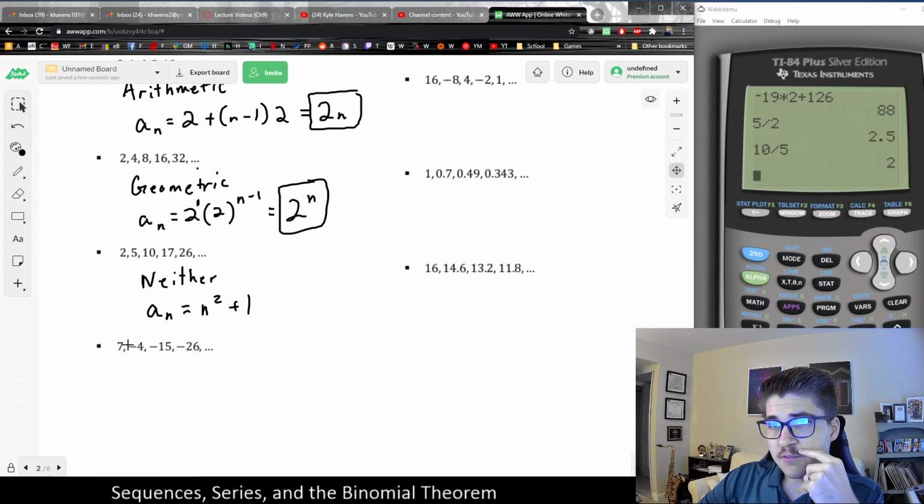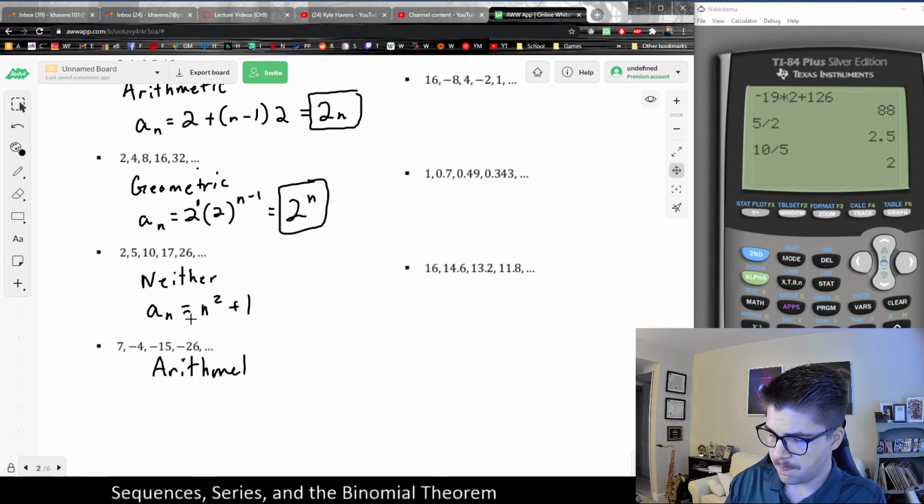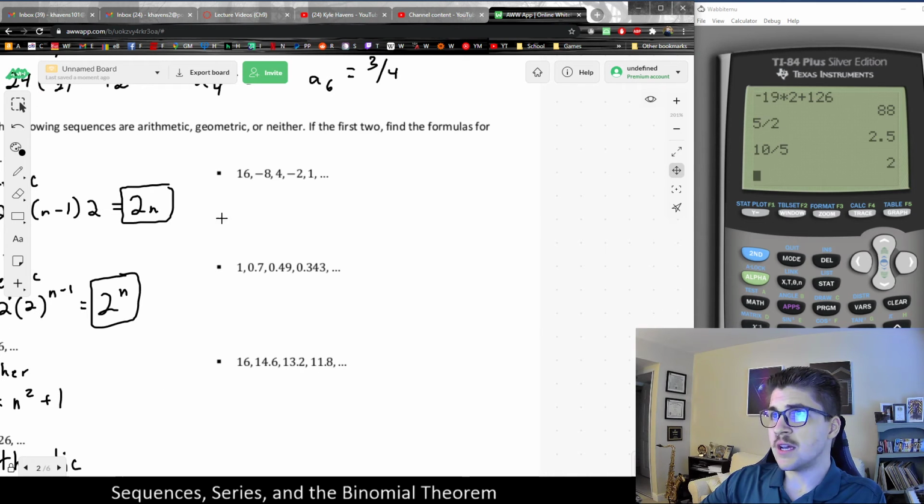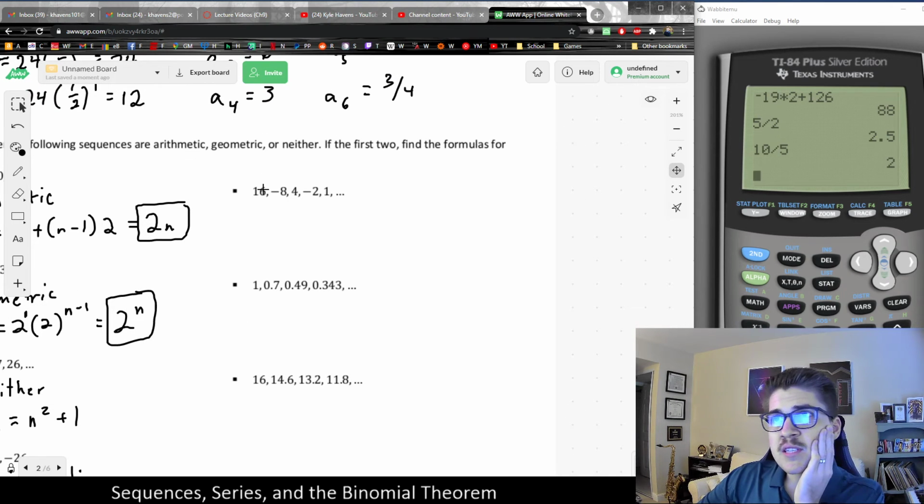Looking at a few more, the next one appears to be subtracted by 11 each time, so this one should be arithmetic. I'll leave it as an exercise for you to figure out its formula. The next one: if a sequence is ever what's called alternating, switching between positive and negative, it could never be arithmetic, because if you're adding or subtracting the same thing every time, it can't change. It should either be getting bigger each time, or smaller each time. It should never be switching back and forth between positive and negative.